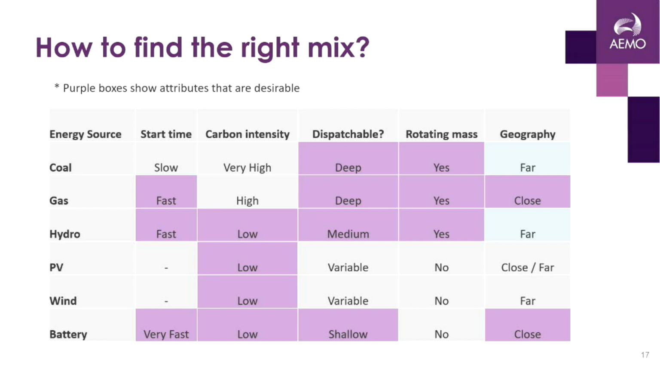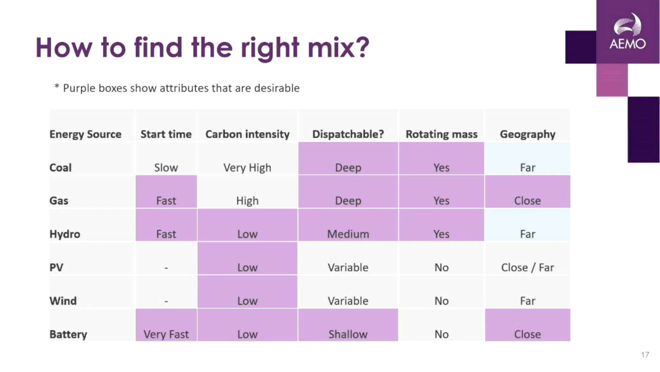Gas has a fast start time. It's carbon intensive, but not as high as coal. It's dispatchable. It has rotating mass, and it can be close to the load centres, meaning less transmission. Hydro, fast start time, low carbon intensity, dispatchable, rotating mass, generally a long way from load centres.